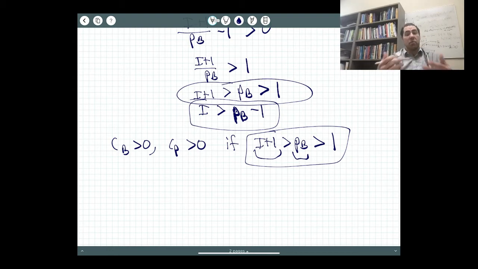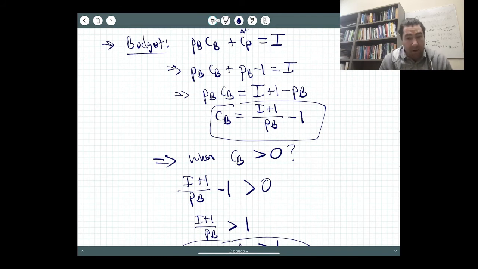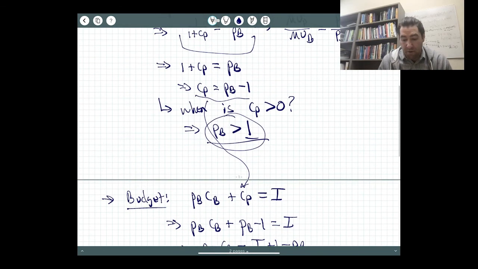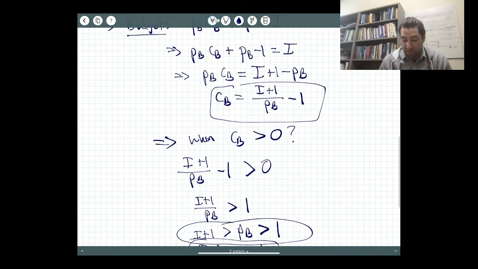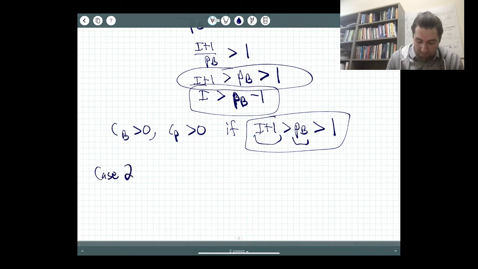Okay, so we solved this case. If you gave me income and prices, I can tell you exactly what my beer consumption is and exactly what my pizza consumption is. And so this case can definitely work, and it's one possibility. So the second case, we have two more to handle, is one positive and one is equal to 0.